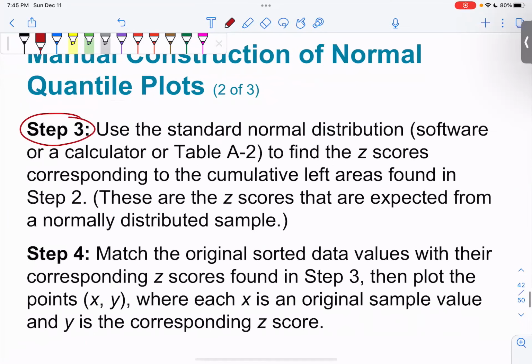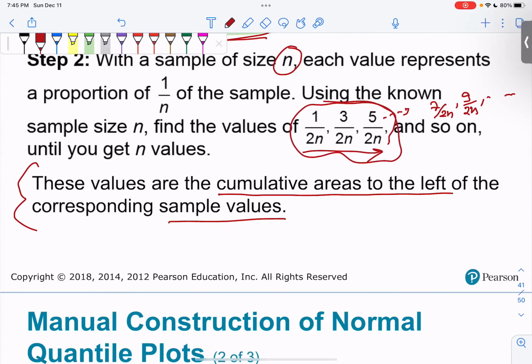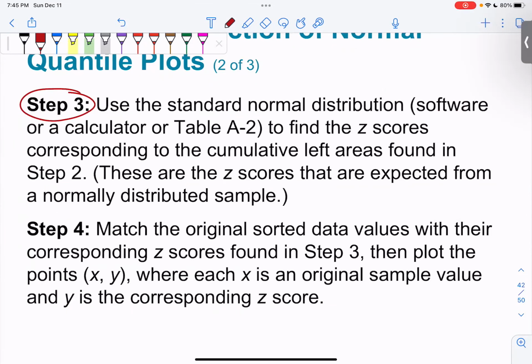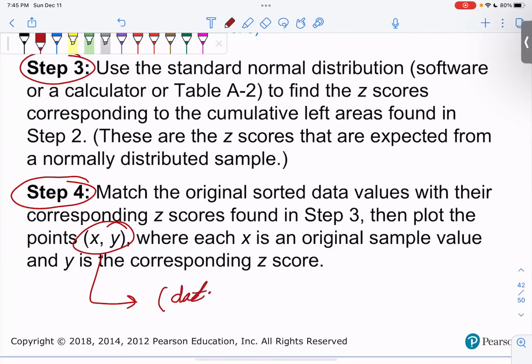And then the third step, we find the z scores for those values, and the last step is to match them. So x will be the original data, and y will be the z score.